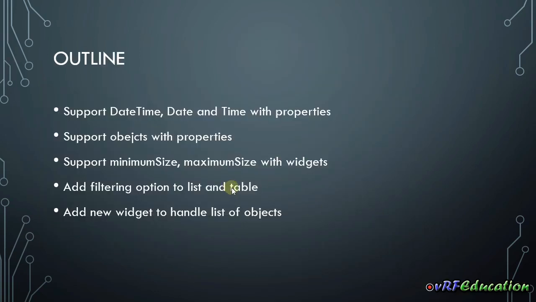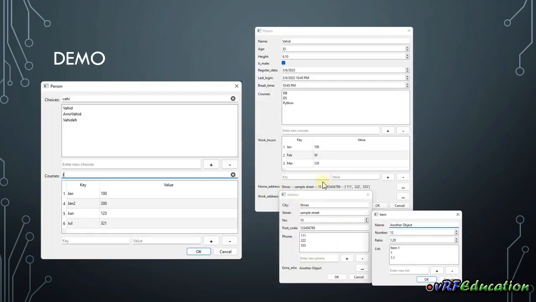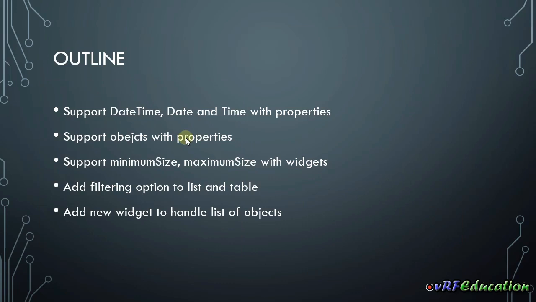So in this session, I'm going to talk about how to support date and time with the properties. We forgot to support them in the previous version, and also the support for the objects inside another object. I mean this part with the properties. And also, I said that we can customize the widgets and customize their properties. It's true for the properties that have scalar values, such as string, int, double, boolean.